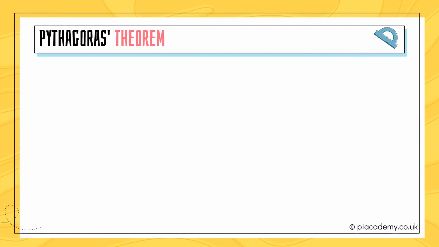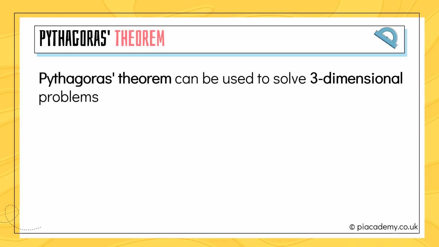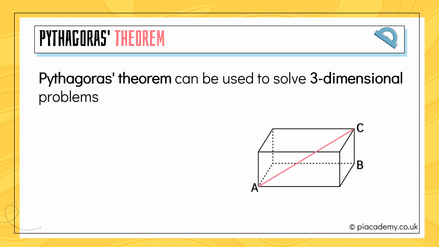Knowing about the Pythagoras theorem, let us see how it can also be used to solve three-dimensional problems. For example, we have a cuboid as shown below. Suppose we wish to find the length of the diagonal AC. The length of the diagonal AC is from the point C to the point A.